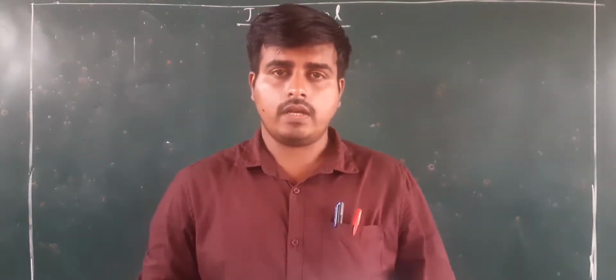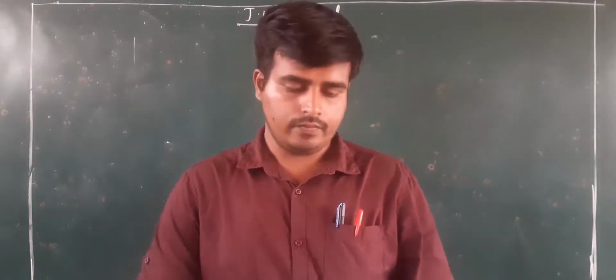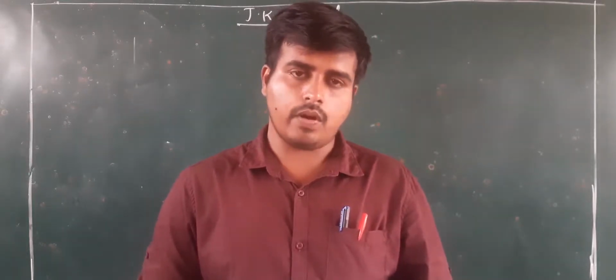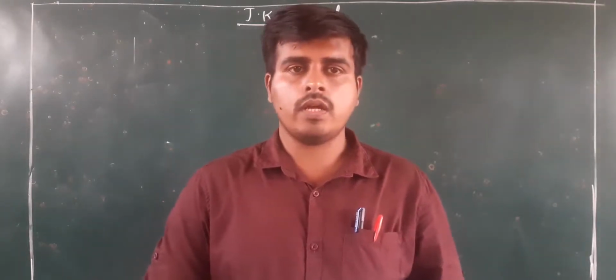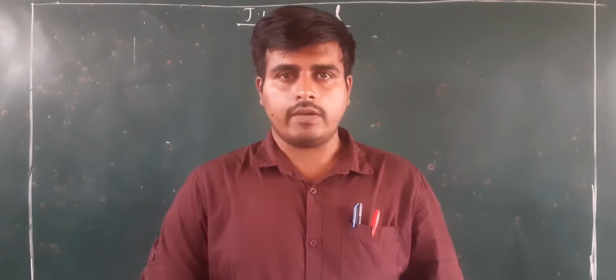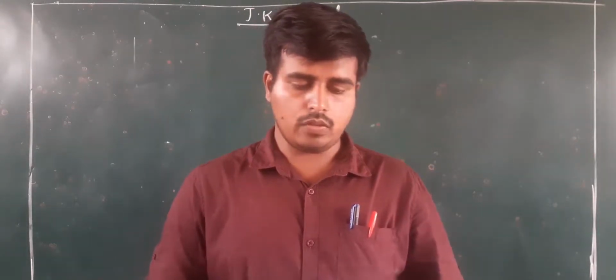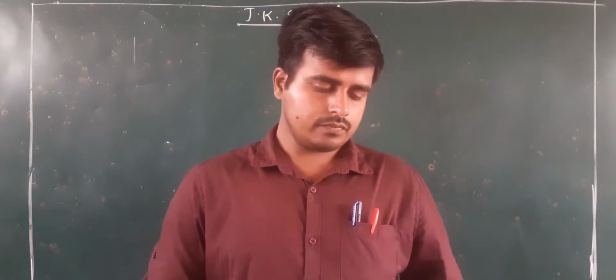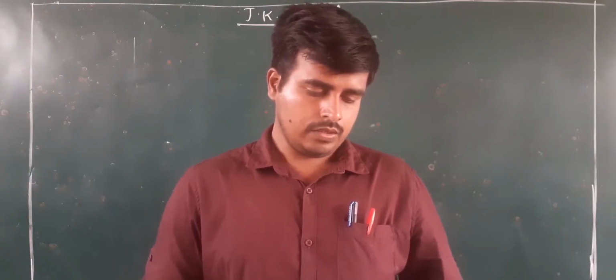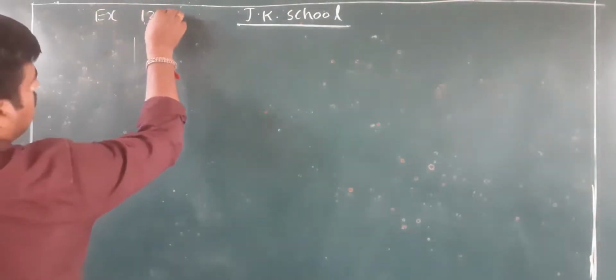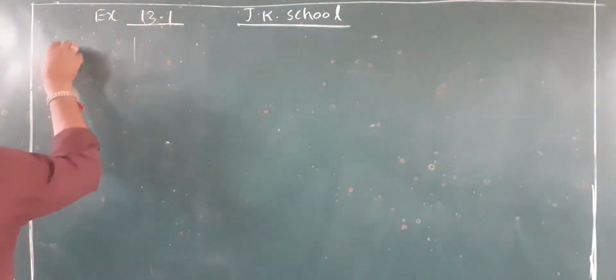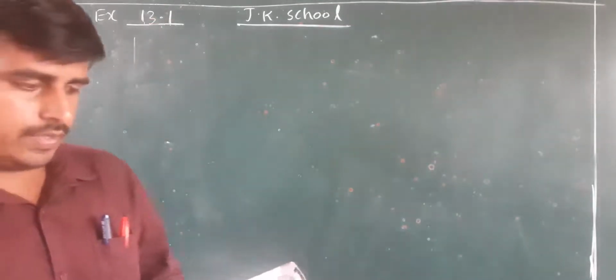So far I covered exercise 13.1, in the chapter exponents and power. I covered exercise 13.1 for 3 classes, and for 7th B I think I have covered only 3rd main. So from 4th main I have to start exercise 13.1. 4th main. Okay, 4th main.